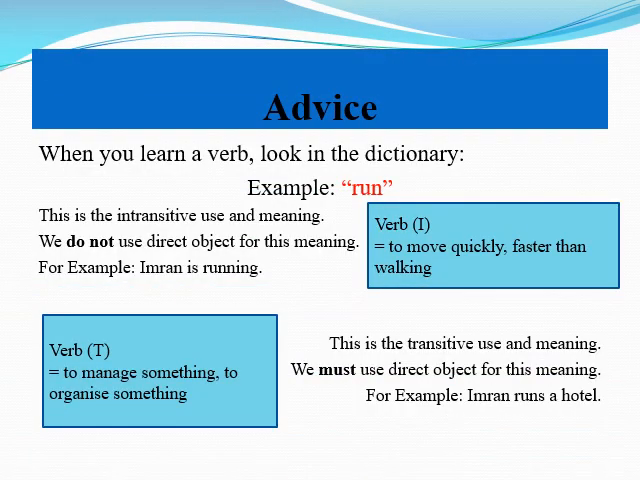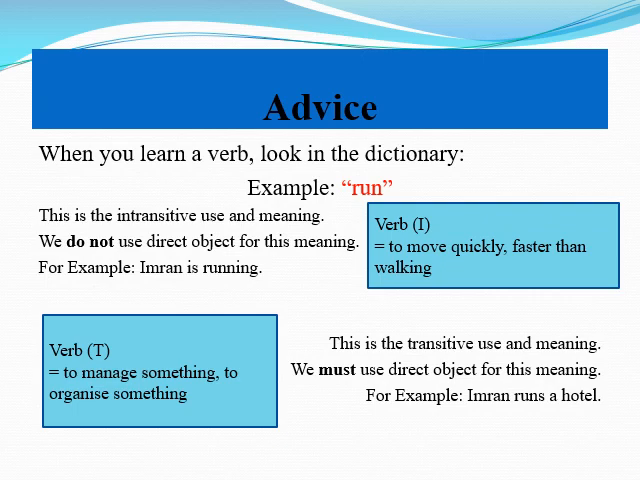Here is an advice for you. When you learn, hear, or see a new verb, look for it in the dictionary. Look carefully in the dictionary at all the definitions. Let's have an example with the verb run. There are two main definitions of this verb. The first one is, when we look in the dictionary, it tells us it is a verb and gives the definition to move quickly, faster than walking. I hope you all understand this definition. Look carefully. The dictionary tells us with the letter I that this is an intransitive use and meaning.